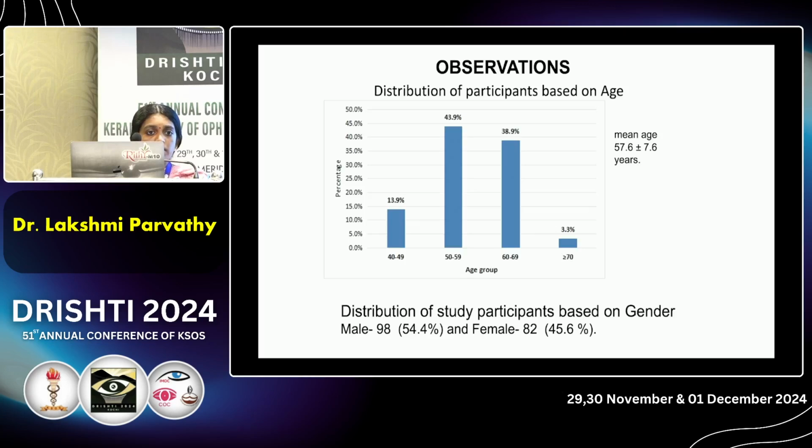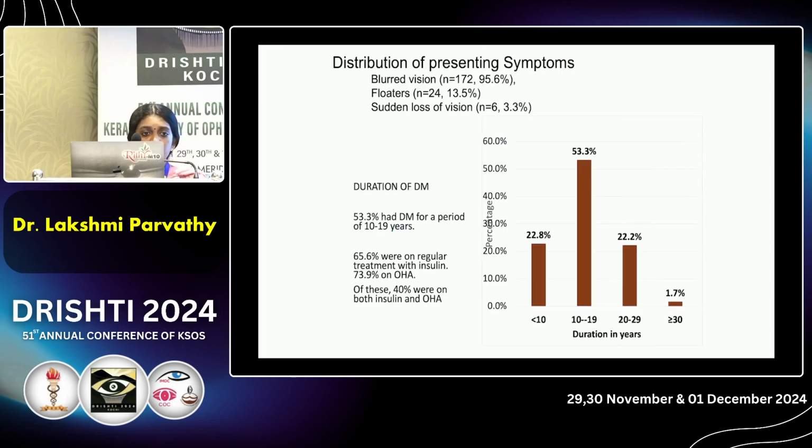Coming to observations, majority of the participants belong to the 6th decade, that is 43.9%. Majority of the participants were males, 54.4%. Majority of the participants presented with blurred vision as their presenting symptom.